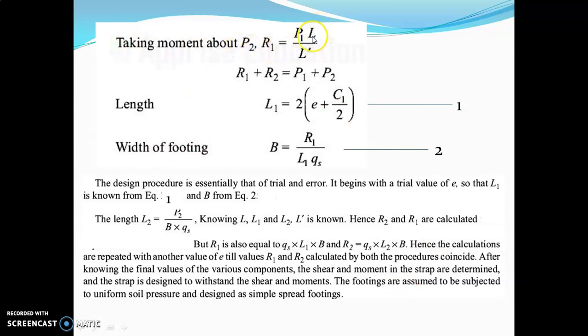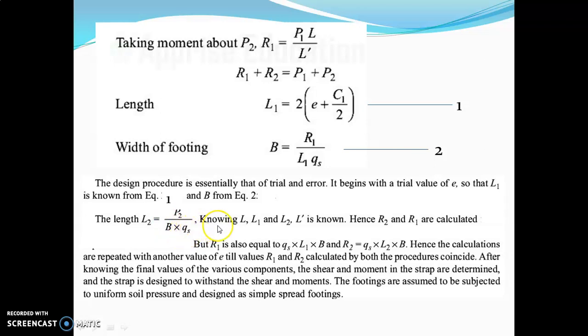First, taking moment about P2, R1 is equal to P1 L divided by L dash, and R1 plus R2 is equal to P1 plus P2. So just remember L1 is equal to 2 into E plus C1 divided by 2, and B is equal to R1 divided by L1 into QS. The design procedure is essentially based on trial and error. You start with a trial value of E, so that L1 can be calculated using this equation and B can be calculated using this equation. Now L2 can be calculated by P2 divided by B into QS.